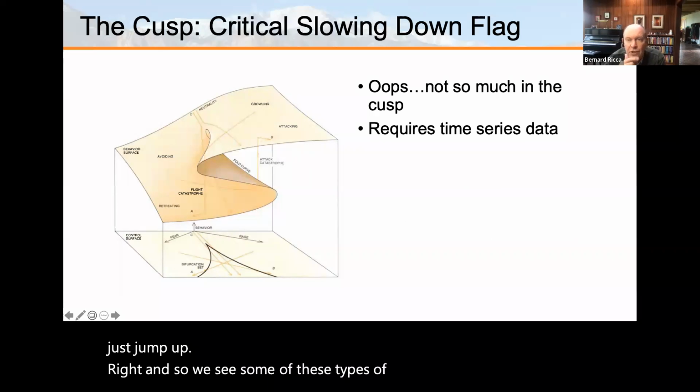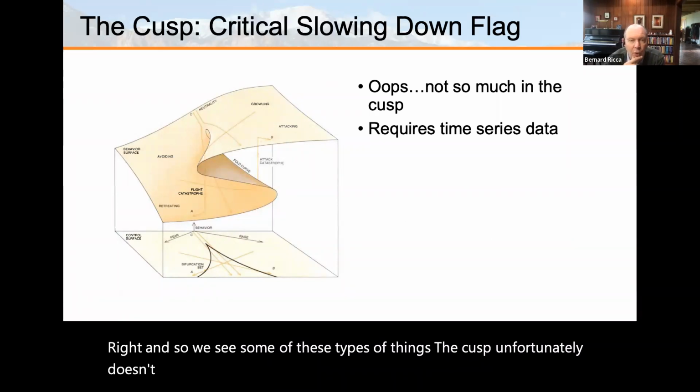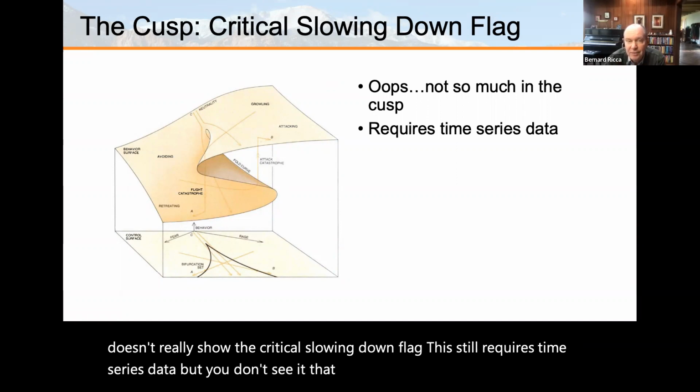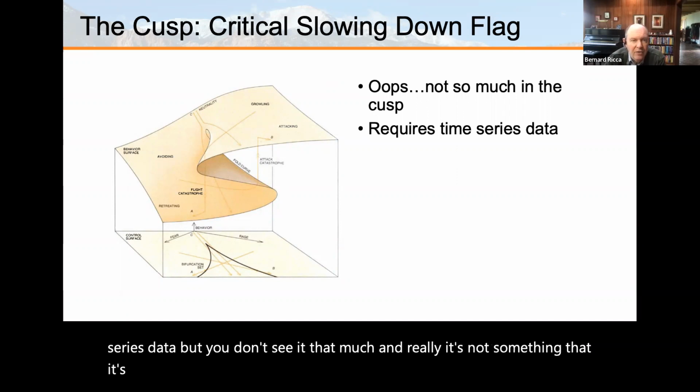The cusp, unfortunately, doesn't really show the critical slowing down flag. This still requires time series data, but you don't see it that much. And really, it's not a good flag for the cusp. It is for some of the other catastrophes.